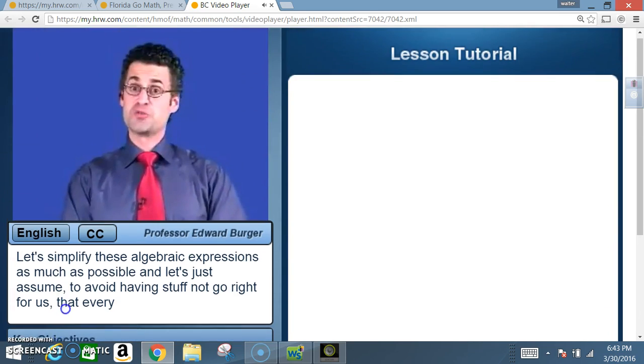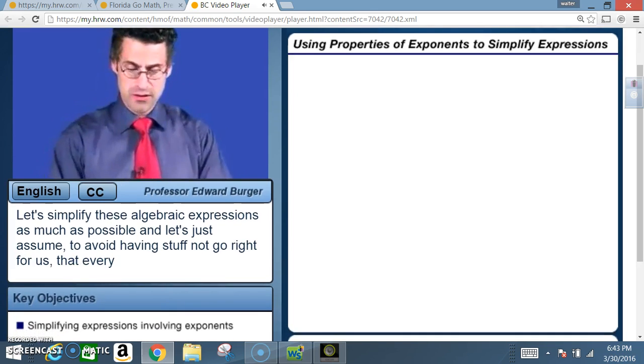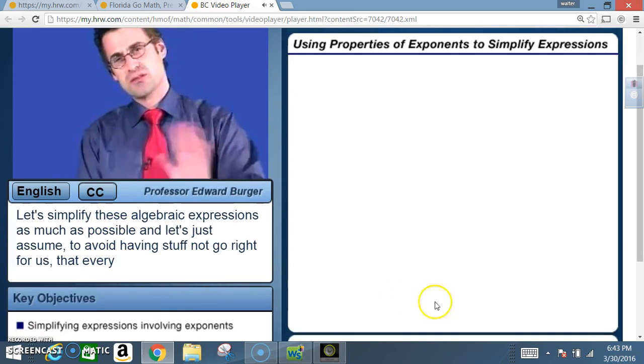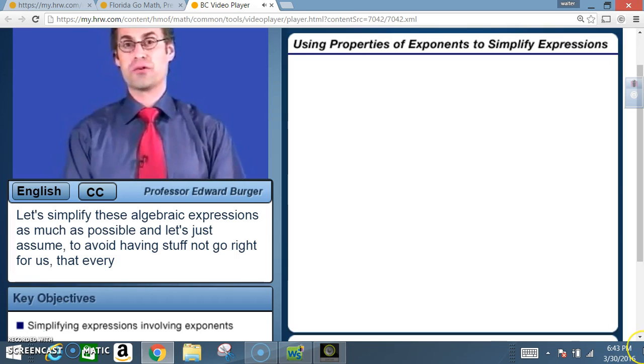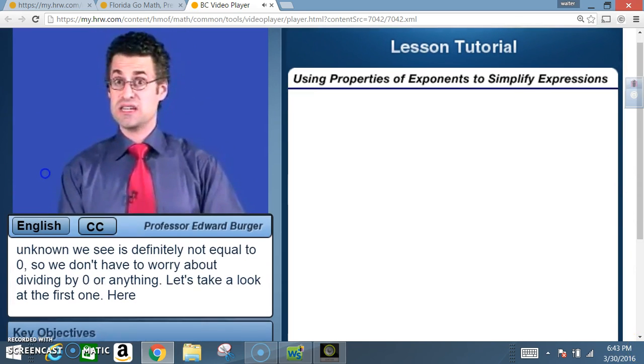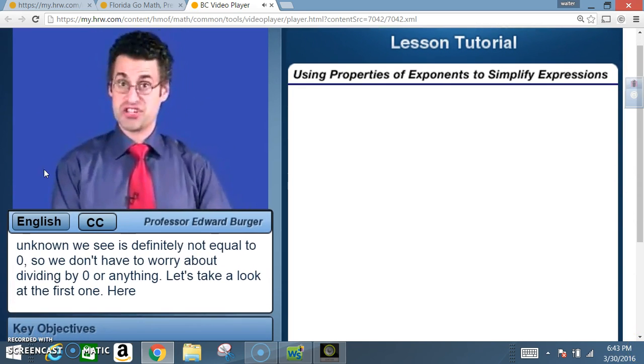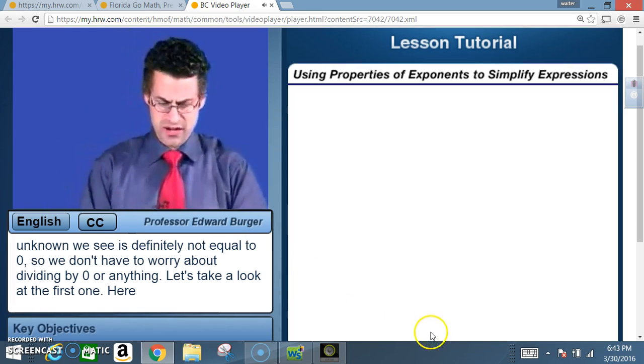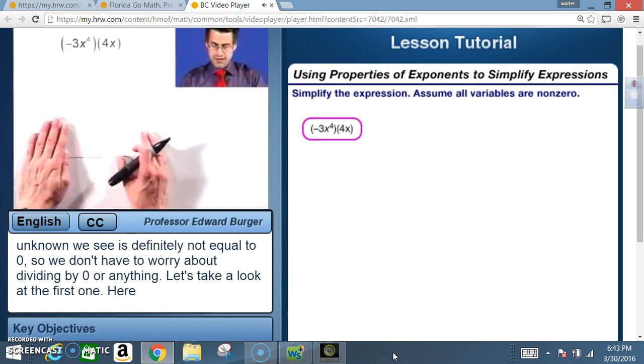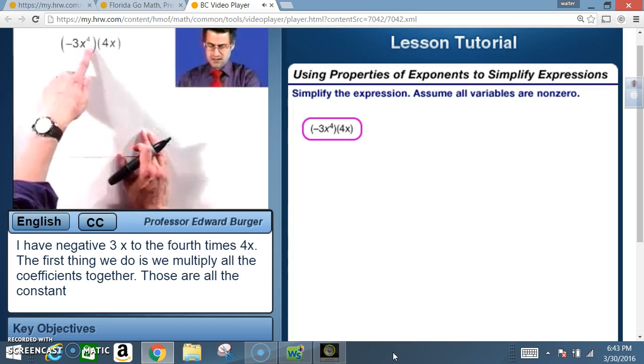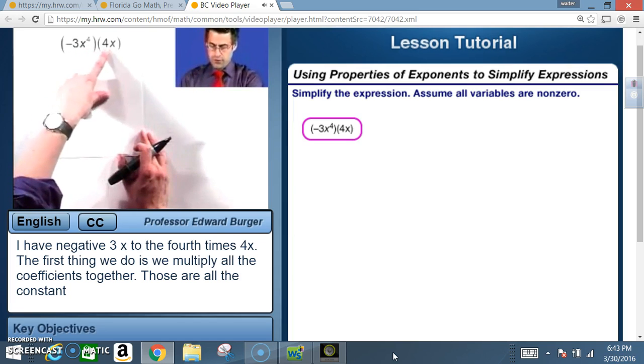Let's simplify these algebraic expressions as much as possible, and let's just assume, just to avoid having stuff not go right for us, that every unknown we see is definitely not equal to 0. So we don't have to worry about dividing by 0 or anything. Let's take a look at the first one. Here I have negative 3x to the 4th times 4x.